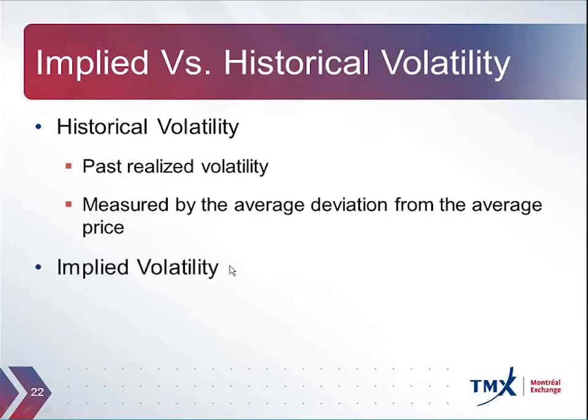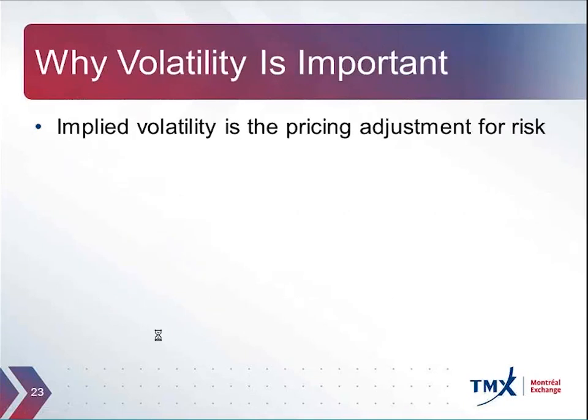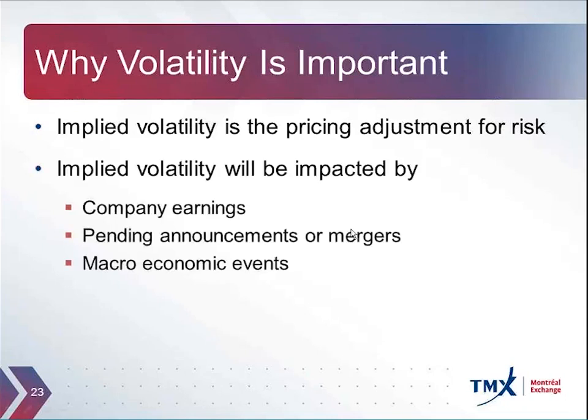Options will traditionally trade based on this historic volatility, but every now and again the option premiums will adjust based on the market's expectation of future volatility. And so what we want to recognize is that implied volatility is the pricing adjustment for risk. So in other words, a stock may have a specific historic volatility, but if there's some variable on the horizon, let's say company earnings, which is an unknown variable, it could certainly send the stock in one direction or another, pending announcements or mergers or macroeconomic events, so just the general market conditions.